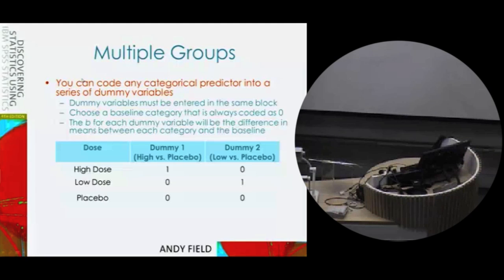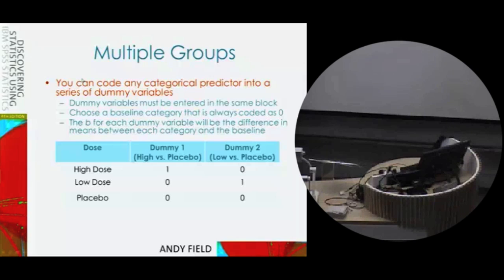And then what it does is it codes one of the groups with a 1 in one of the dummy variables. So in this dummy variable, it's coded as high dose as 1, and in the second dummy variable, it codes the other group as 1. So this is high dose 1, everything else 0. This is low dose 1, everything else 0. Now, because placebo is the only group that is 0 across both dummy variables, what that effectively does is it makes it the sort of baseline against which everything else is compared.